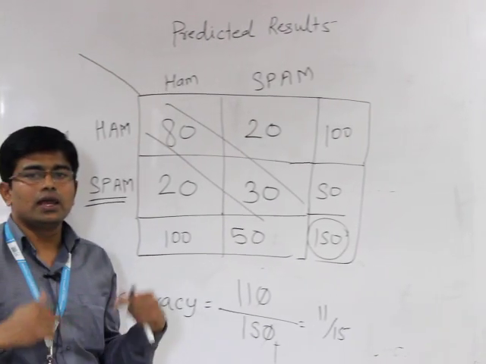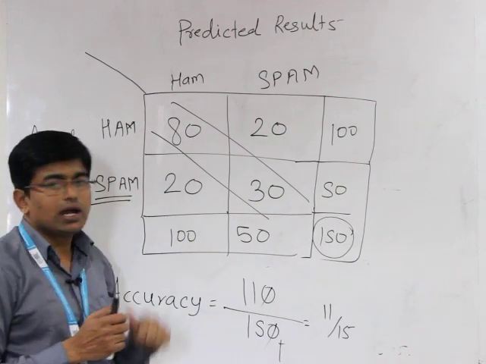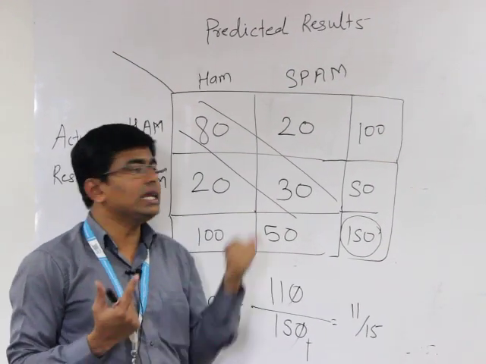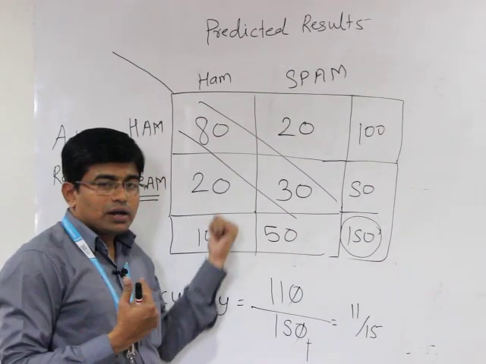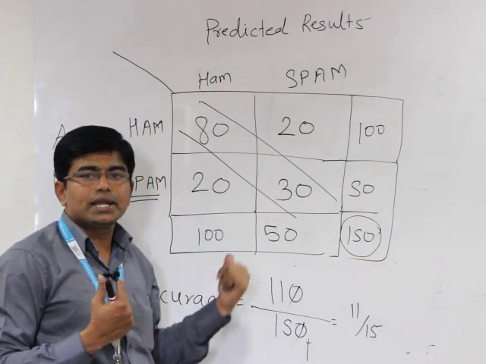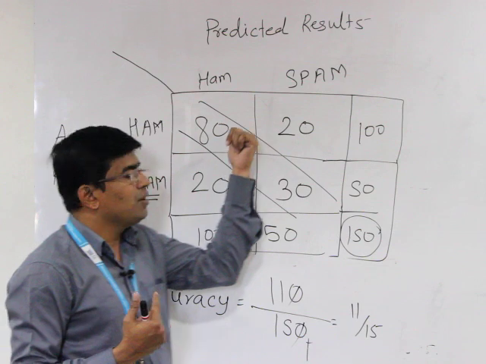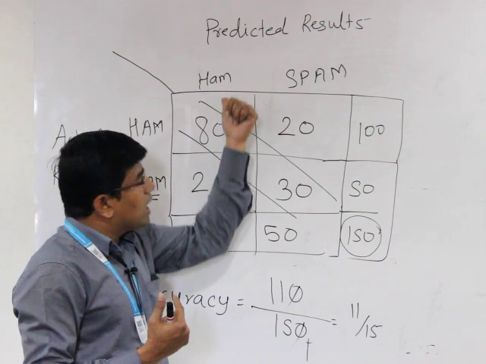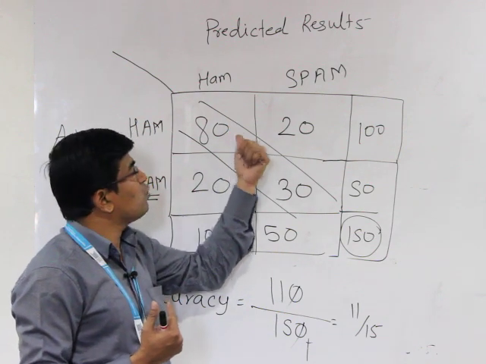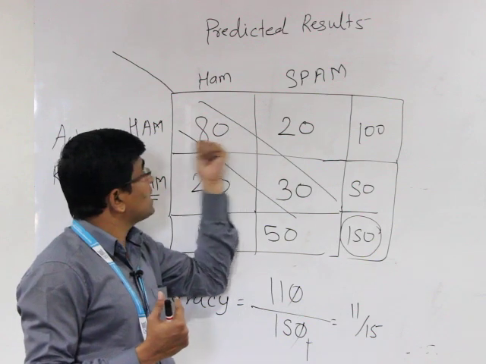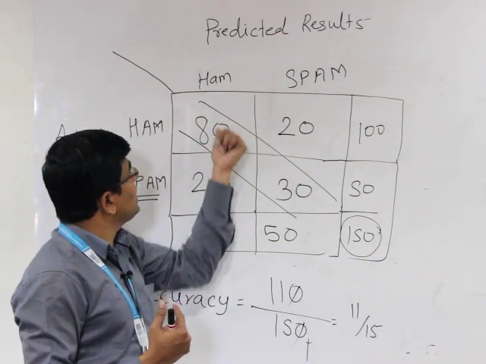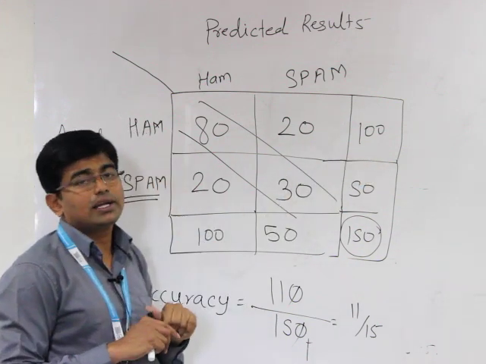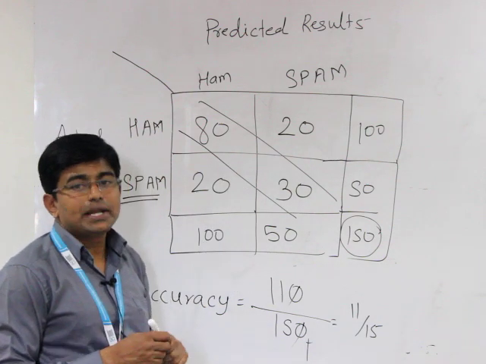Precision: simply, if I am going to predict 100 results, how many are correctly predicted? The ratio of correctly predicted to the total predicted is the precision, whereas recall is the correctly predicted instances over actually correct instances. That is, if I have predicted 80 as ham and the total number of hams is 100, the ratio of this is known as the recall.